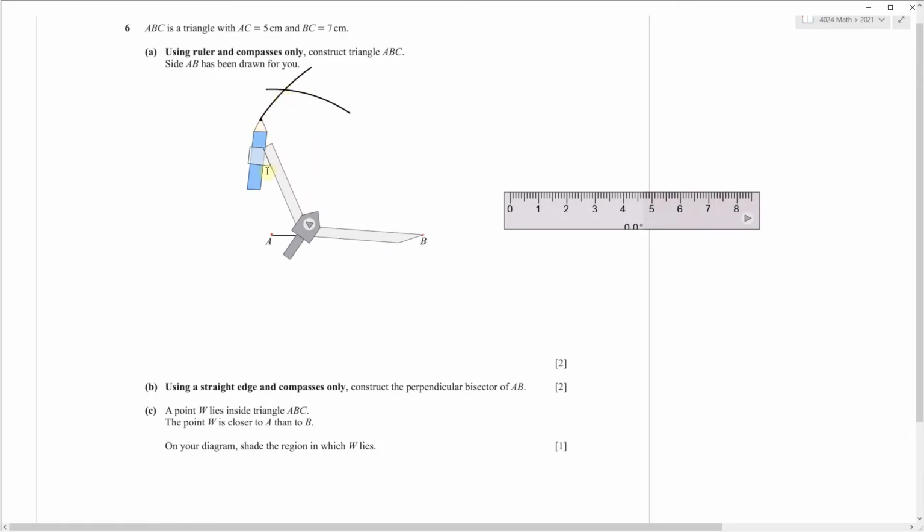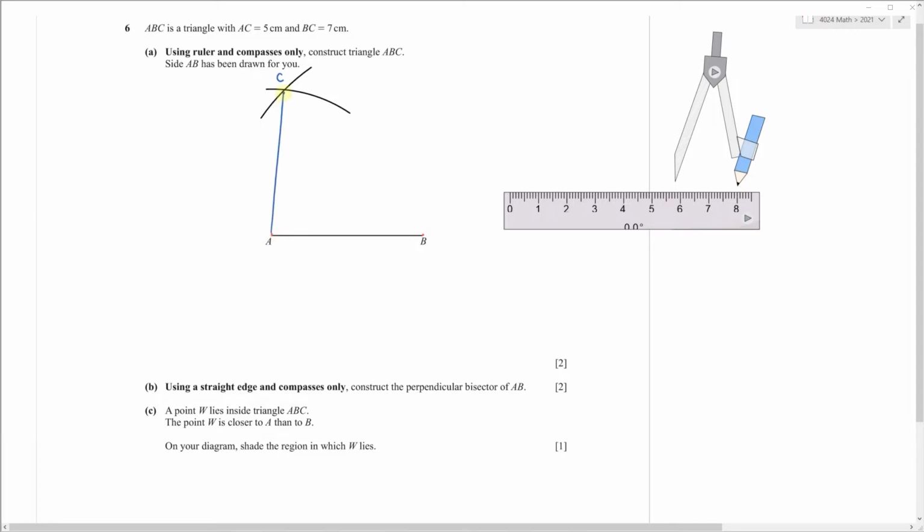So the intersection of these two arcs will give me the point C. So this is my point C here. Now I can join A with C and then B with C. So I'll draw a straight line from A to C, and then similarly I'll draw another straight line from B to C as well. So this is your triangle ABC with length AC 5 centimeter and BC 7 centimeter.